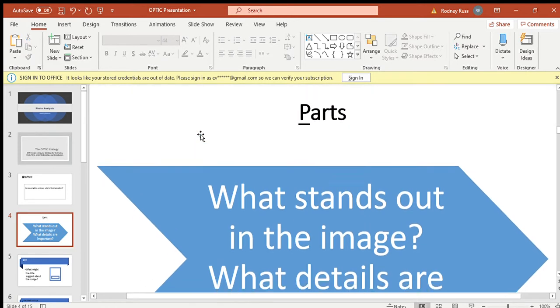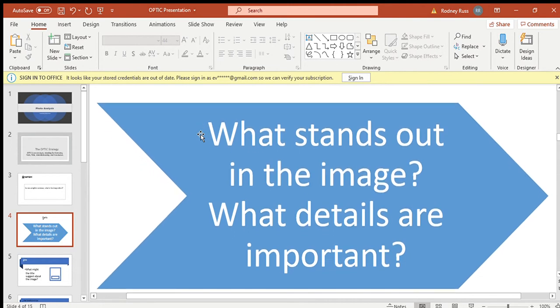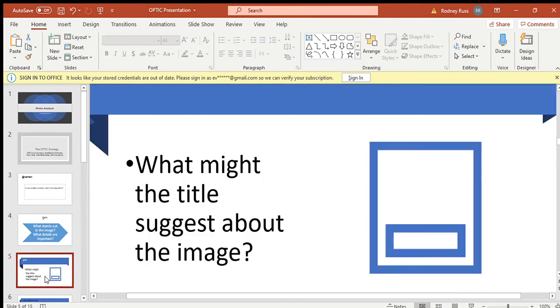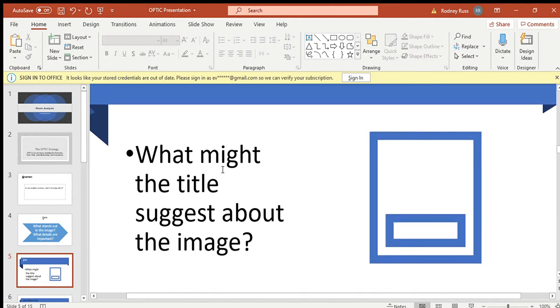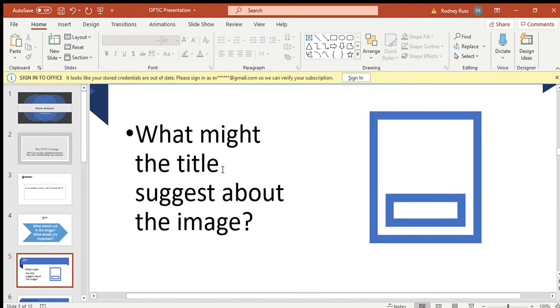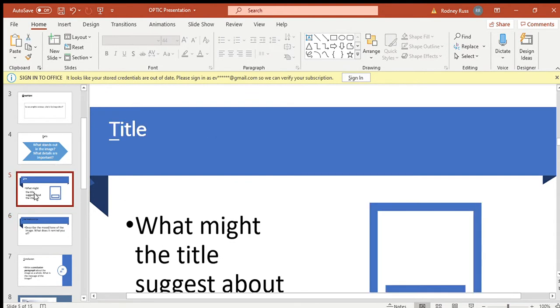Parts. What stands out in the image? What details are important? Title. What might the title suggest about the image? So what does it make us think about?